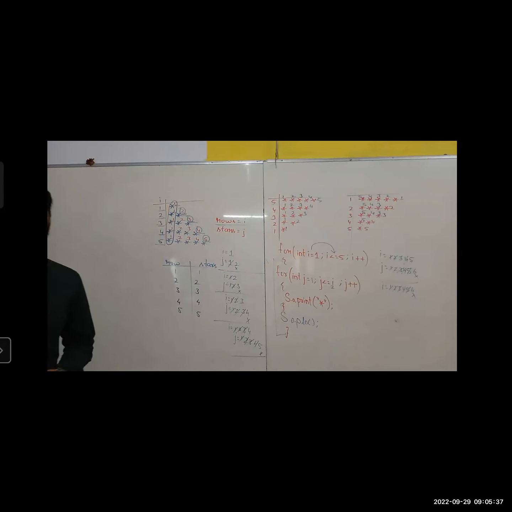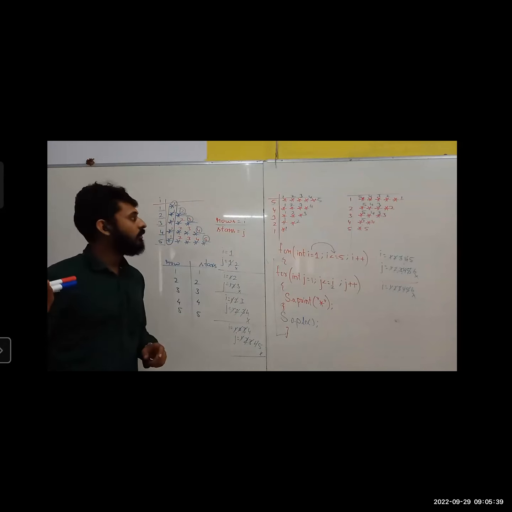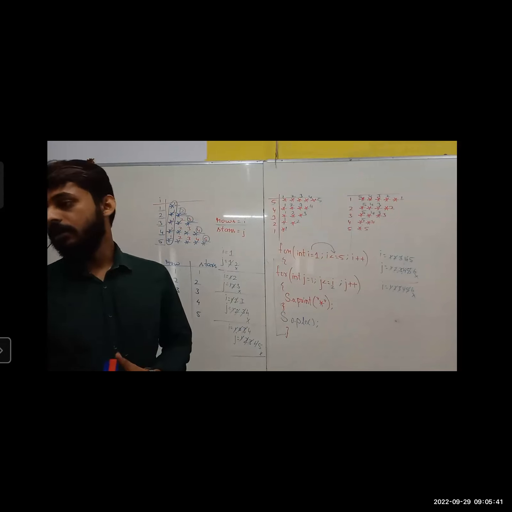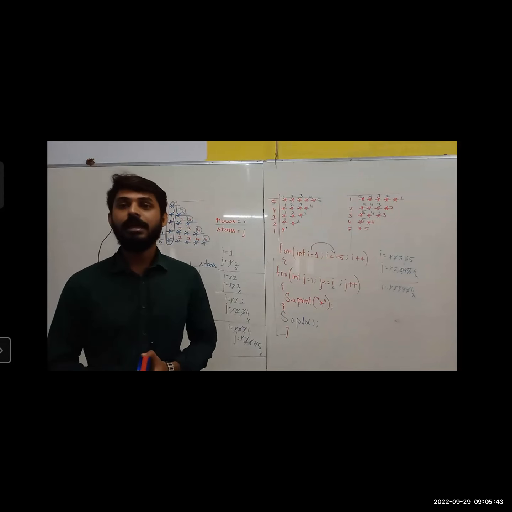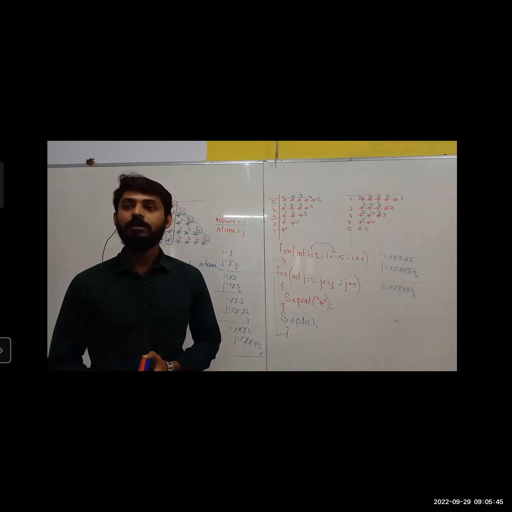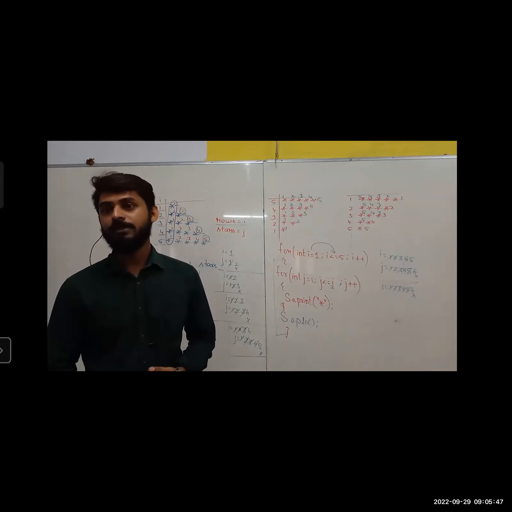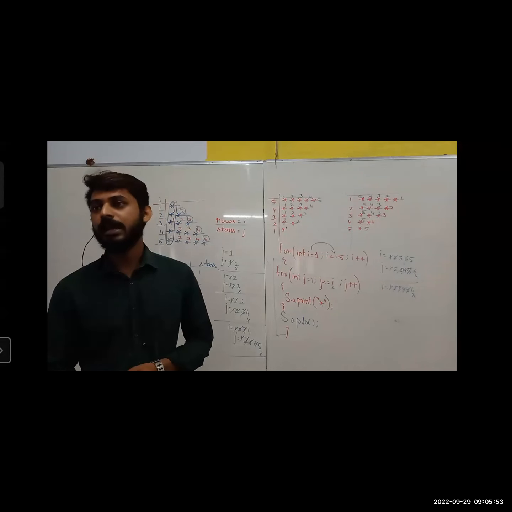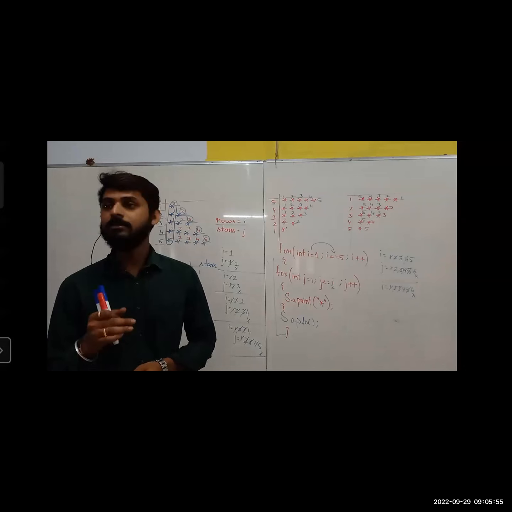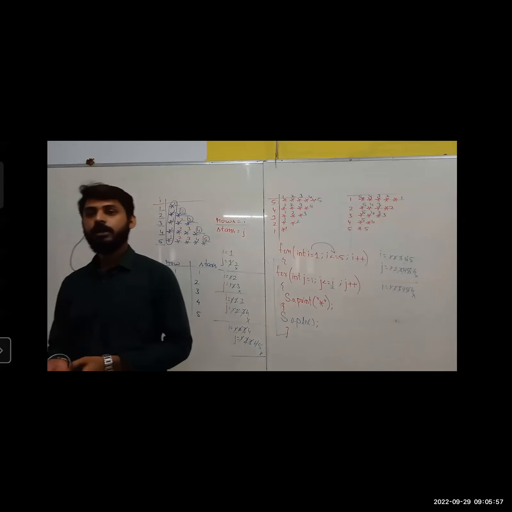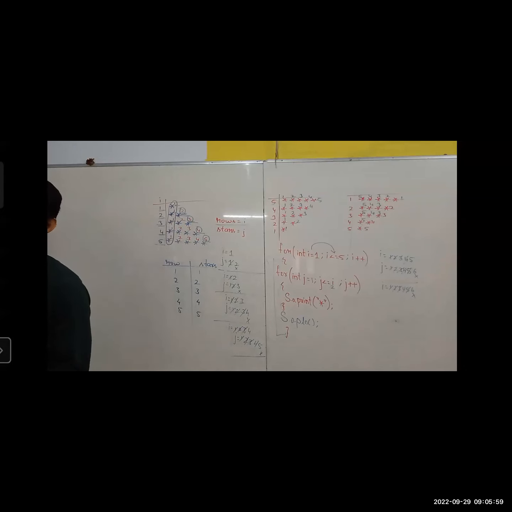j equal to 1, j less than or equal to I, j plus plus. Yes, please. Anything left out? System dot out dot print star, close the bracket, then System dot out dot println, done. Okay, in a similar way, if I have to write there, what should I write?